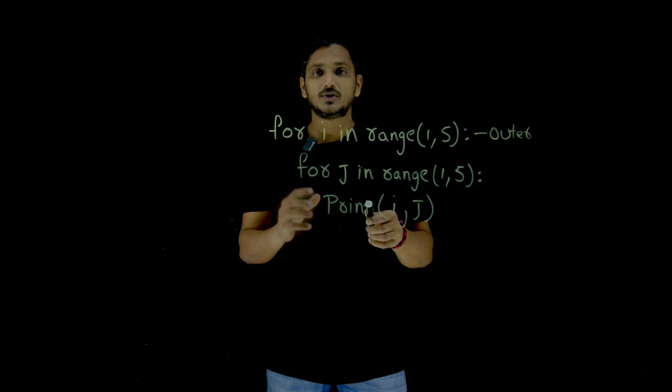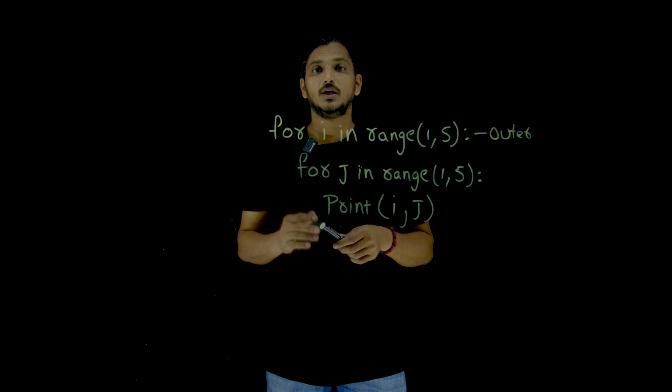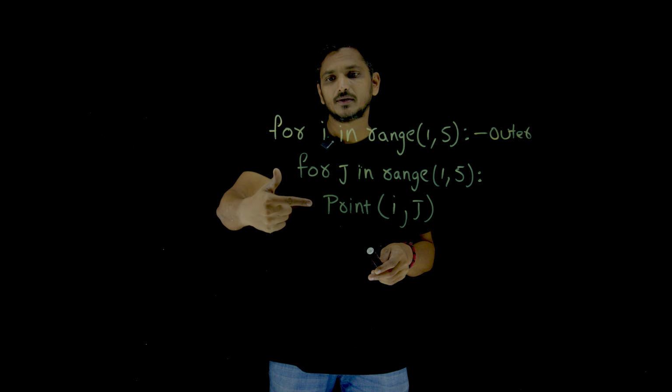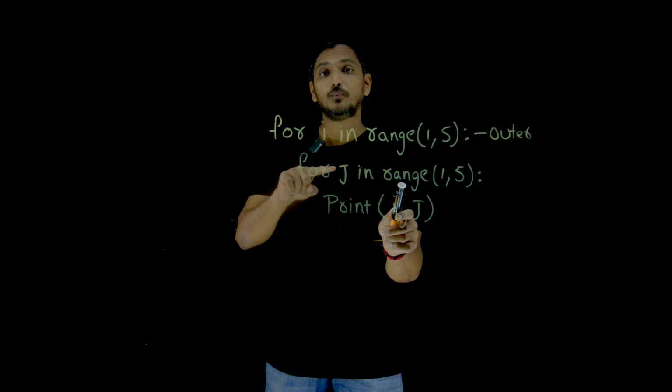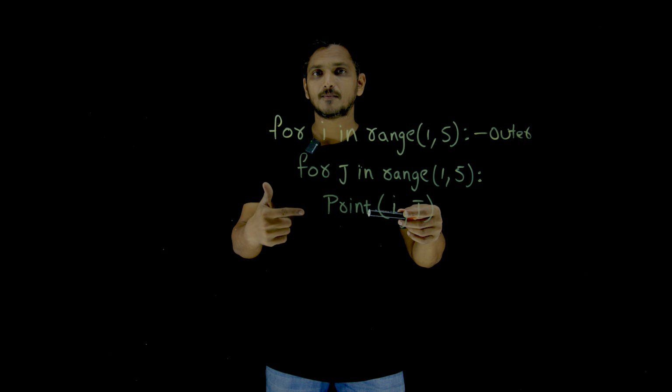And what is the body of this loop? These two statements belong to the body of the outer loop. So what have we written inside the body? Again we have written a loop. For j in range of 1 to 5, a loop within the loop, we call it a nested loop.